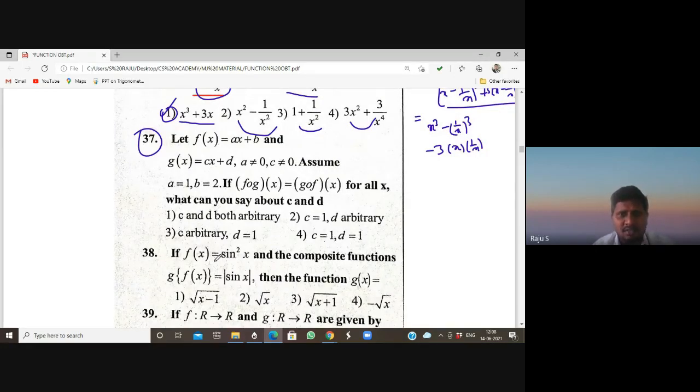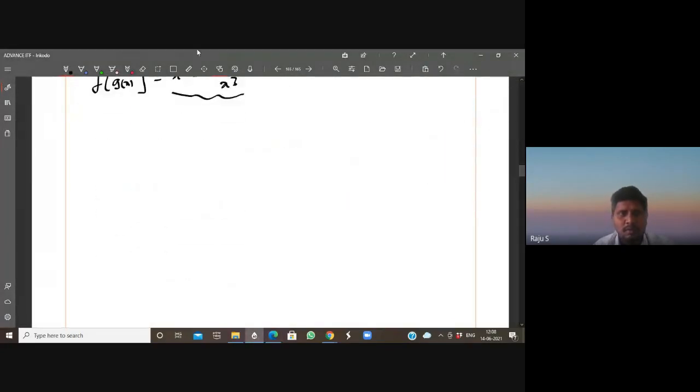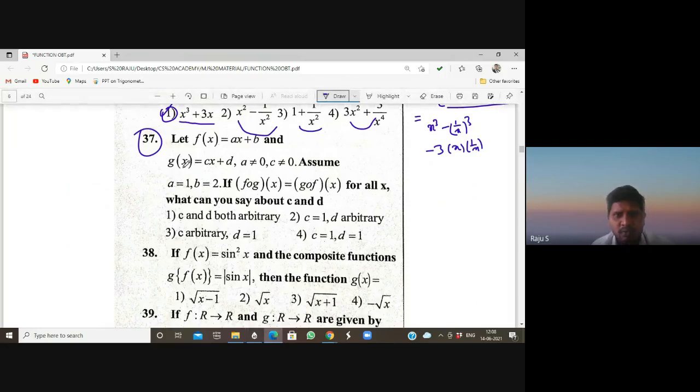Next, 37th question. f of x value is ax plus b, and g of x they have given is cx plus d. All of you observe very carefully. Two functions are given, and assume that a is equal to 1, b is equal to 2, already given. And here f circle g is equal to g circle f.